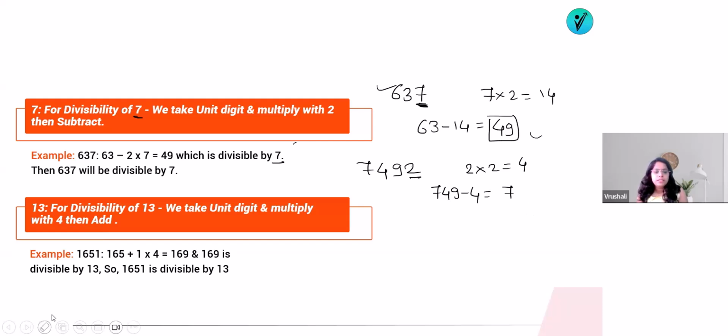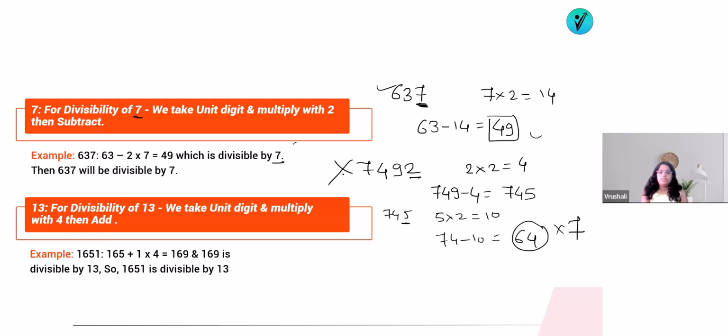Remaining will be 745. Now again I will check for the 745, out of which the unit digit is a 5. So 5 into 2 will be 10. So I will subtract 74 minus 10, which is equal to 64. Now I know 64 is not divisible by 7, so this whole number won't be divisible by 7. That's it. Okay, getting it? So this is how we check for 7.